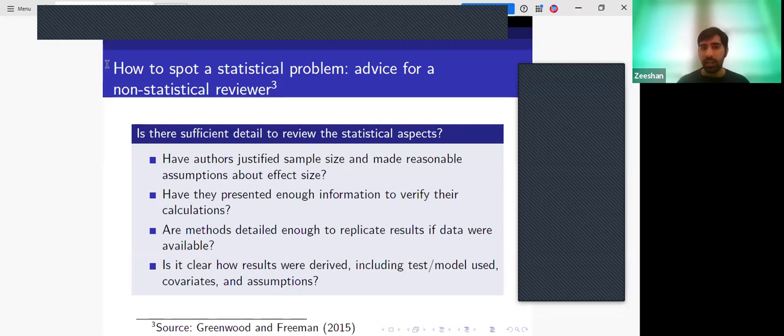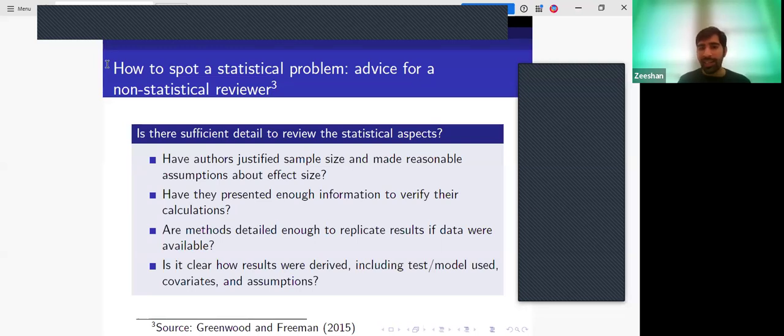Is there sufficient detail to review the statistical aspect? So what does this mean? It means the sample size or the effect size you have mentioned: whether you have justified that or you have just mentioned it, right? How have you calculated those sizes? How have you come up with those numbers, right? Have they presented enough information to verify their calculations? Sometimes this kind of information you can add in an appendix if you think those things are breaking the flow of your report or your arguments, right?